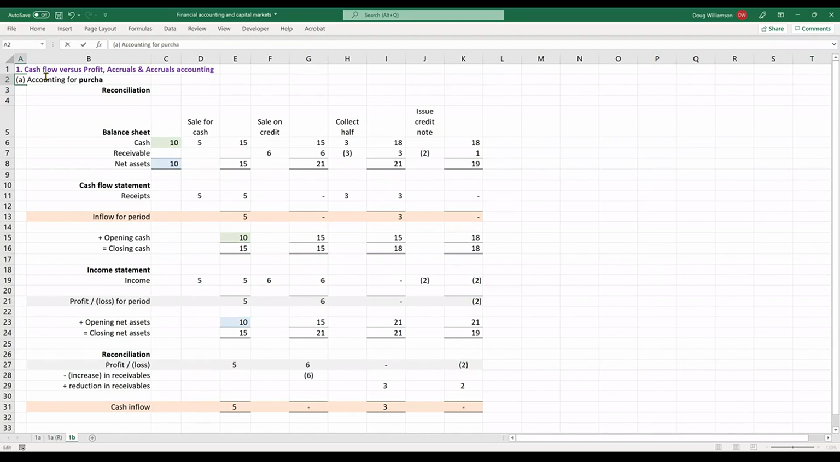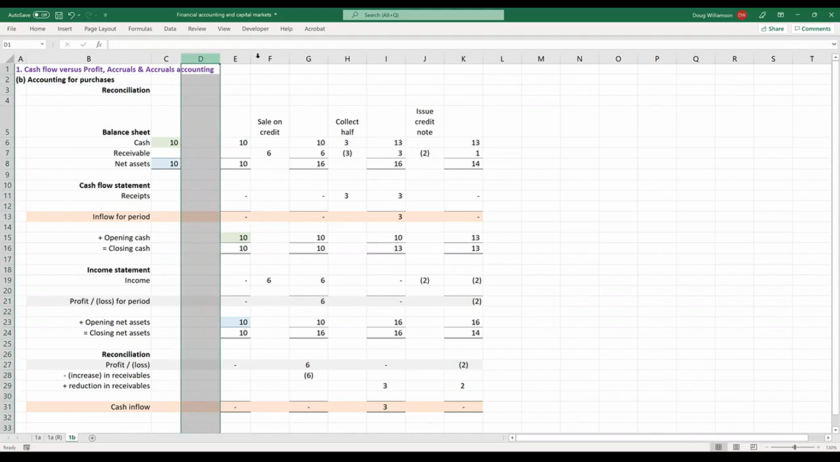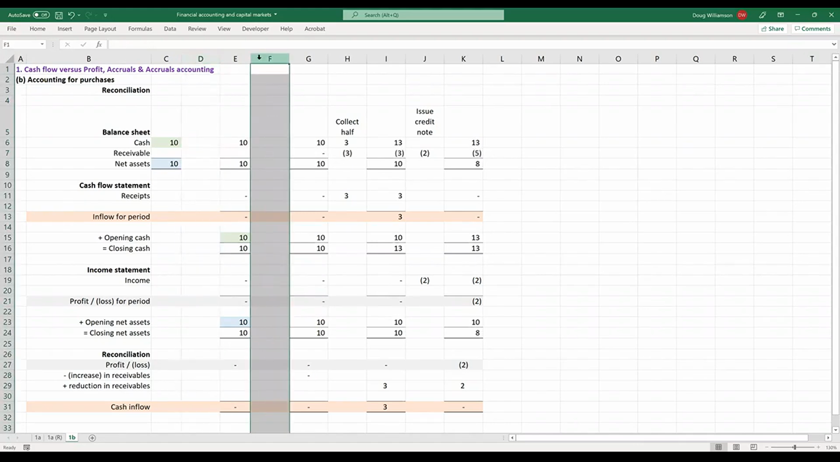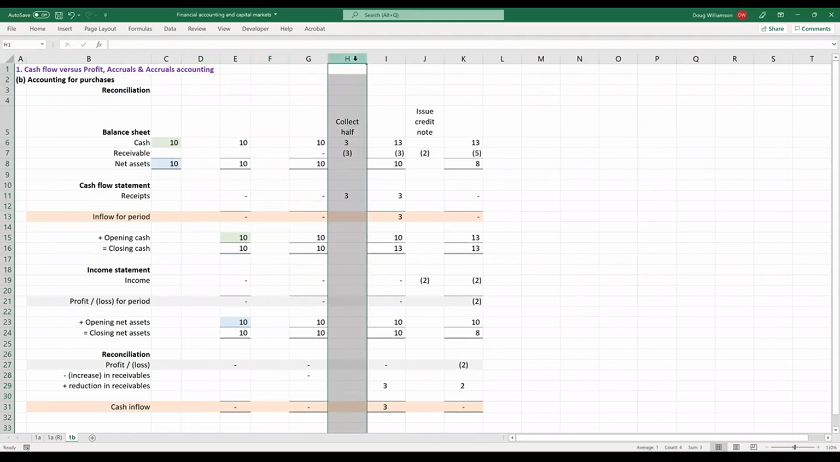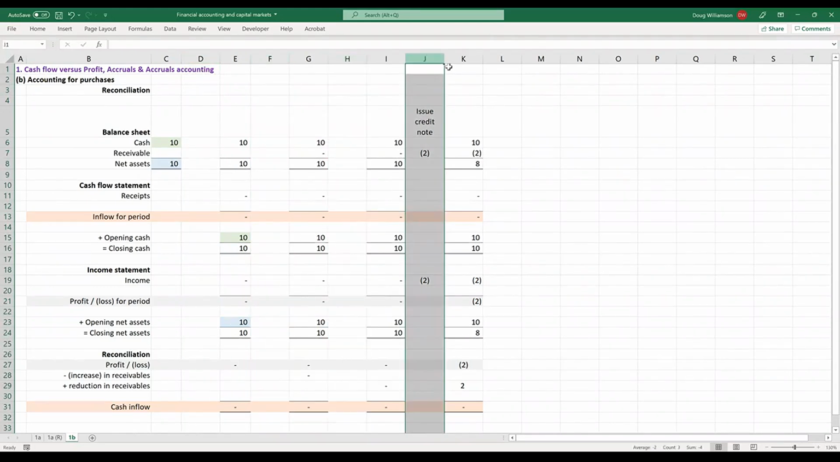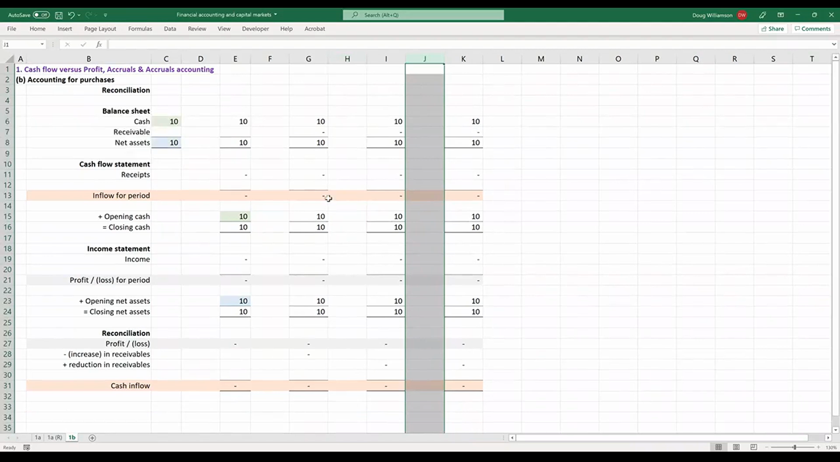Purchases might be things we're going to sell, so goods for resale. They might be raw materials to incorporate. They might be services. So let's just remove all these details. Let's have the same starting point.